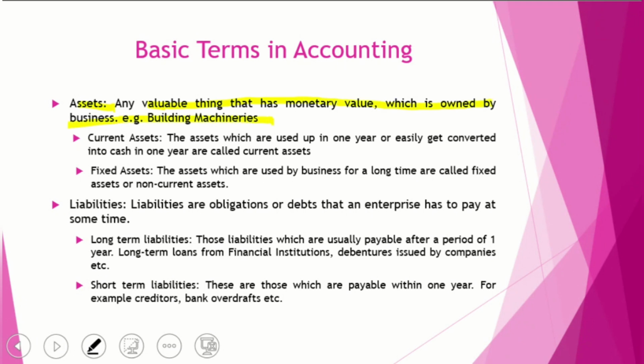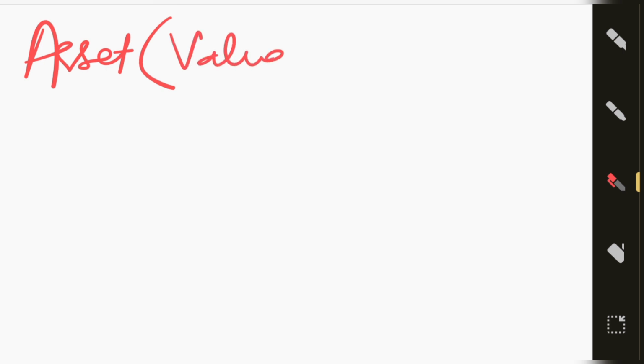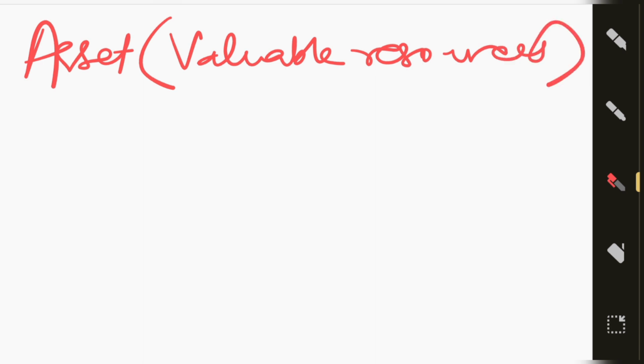Now, let us go back to the example and understand this. Let us study assets. Assets are those economic resources which an enterprise owns, which help to generate income. So, they are valuable resources owned by the business, which help it to generate income. Again, assets are of two types.